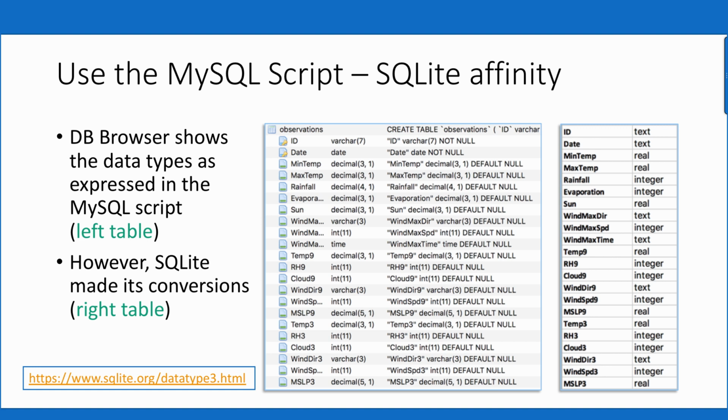Although SQLite stores the MySQL table definitions, SQLite actually converts the data type based on its affinity. The table on the left shows the MySQL data types for the table, and the table on the right shows the actual data type applied by SQLite.